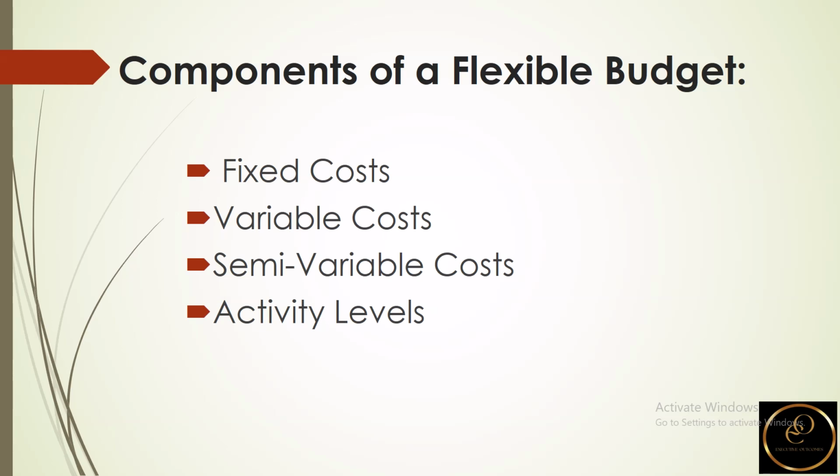Components of a flexible budget. The elements which you are going to identify in the flexible budget include fixed costs, variable costs. You shall find semi-variable costs, and there will be activity levels indicated.